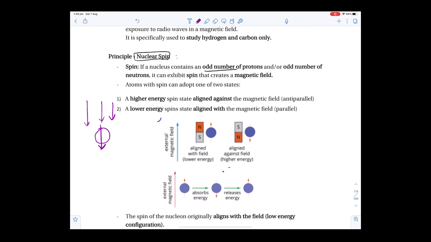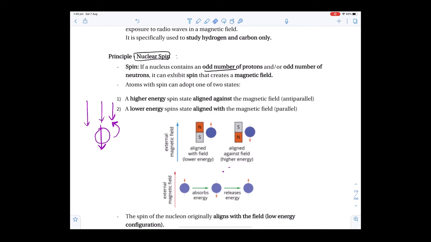And so when we provide energy in NMR spectroscopy, what type of energy do we provide to the nucleus, Bao? Radio waves. Yeah, very good. You provide radio waves. And what you'll do is you'll excite the nucleus, the entire nucleus, protons and neutrons, into a high energy spin state, which is aligned against the external magnetic field.